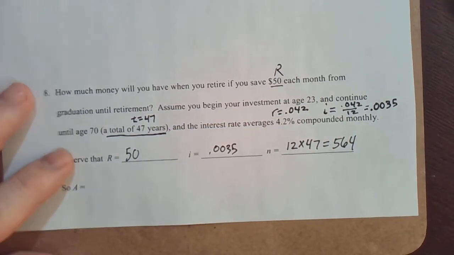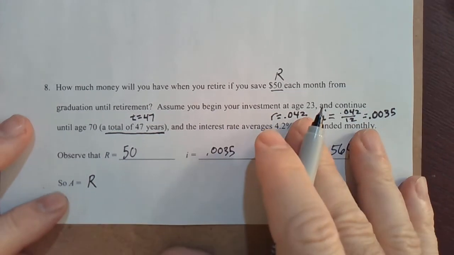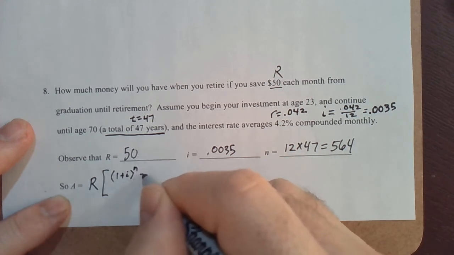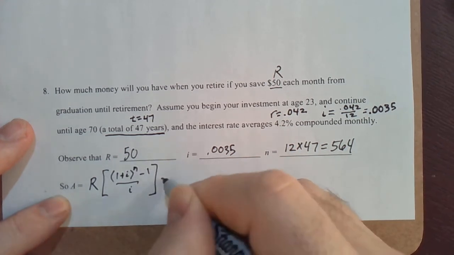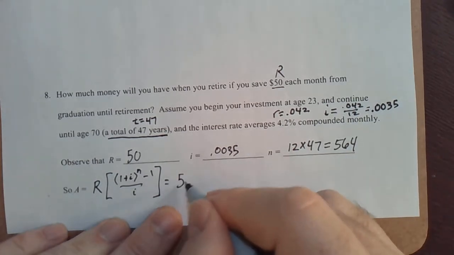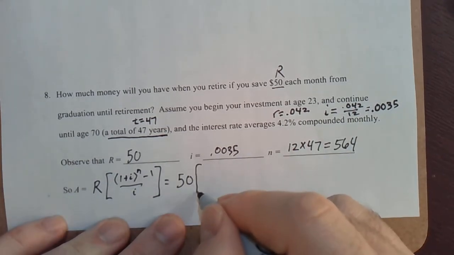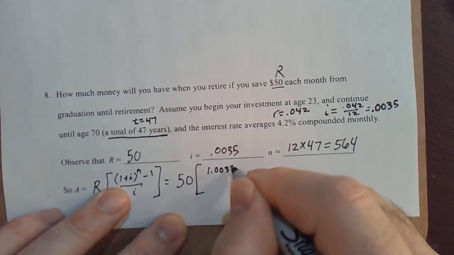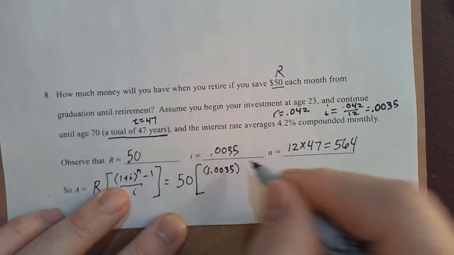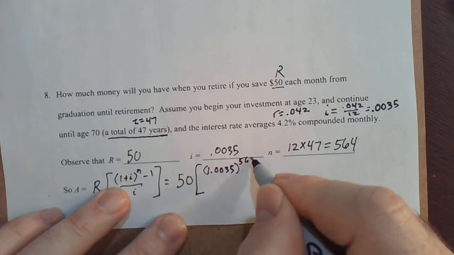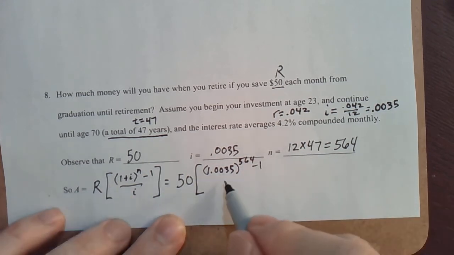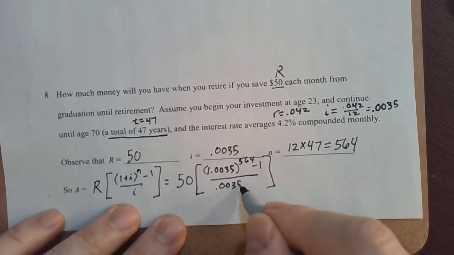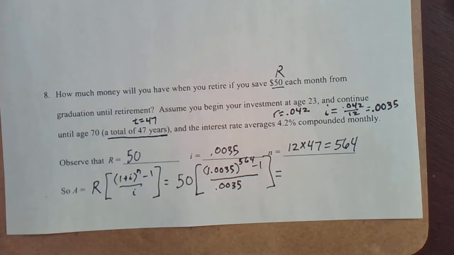All right, so what is A? Let me rewrite the formula here. It's R times, in parentheses, 1 plus I raised to the N minus 1 over I. For us, that is 50, that's R, times 1 plus I, which would be 1.0035 to the N, which is 564, that's a big exponent, minus 1, all over I, which is 0.0035. So let me plug that into the calculator.